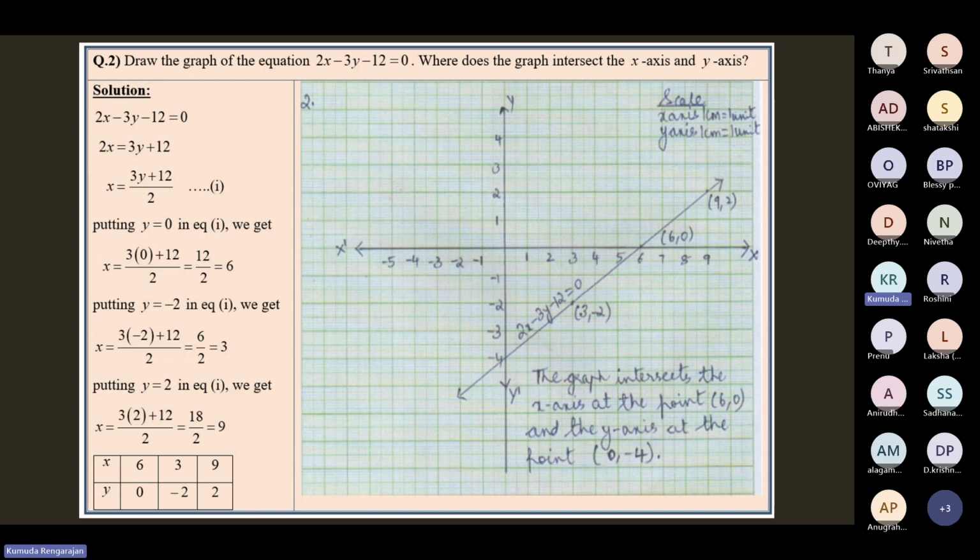And you have other questions to answer. Where does it meet the x-axis? Where does the graph meet the y-axis? That is visible. Where the line cuts the x-axis is 6, 0, and where the line cuts the y-axis is 0, -4. Any questions, children? Anything that you don't understand?